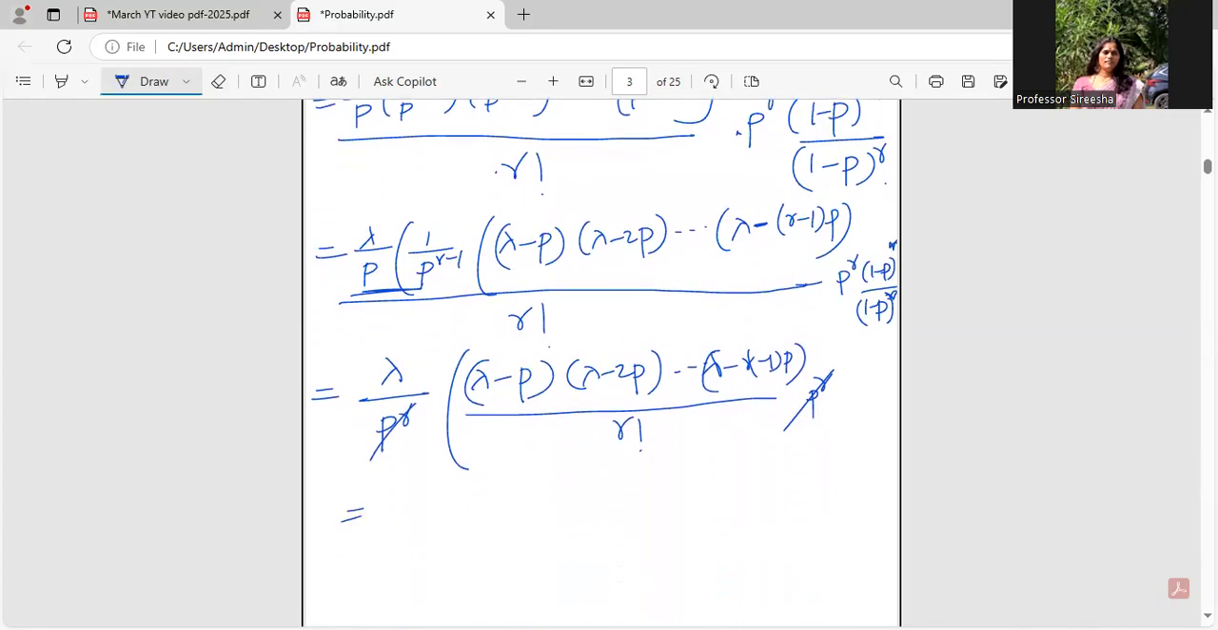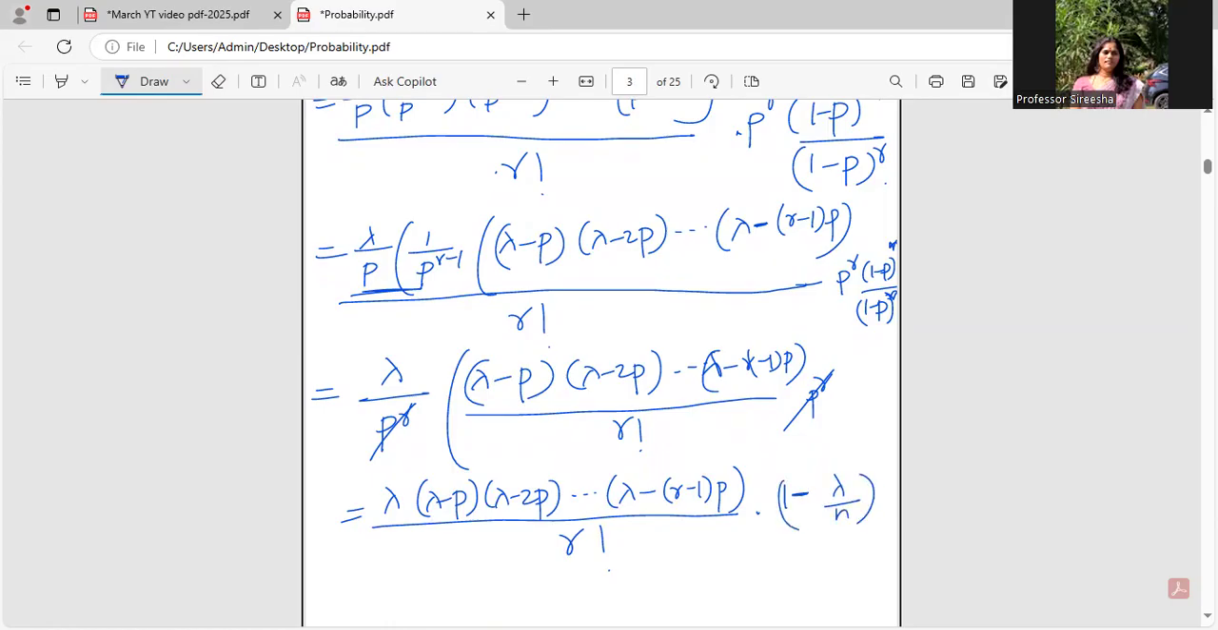Okay, so finally, what do I have? Lambda into lambda minus p into lambda minus 2p and so on, lambda minus (r minus 1)p, by r factorial, which is anyways there, into p power r. And p power r got cancelled off. 1 minus lambda by n whole power n by 1 minus p power r. Let it be like this only.